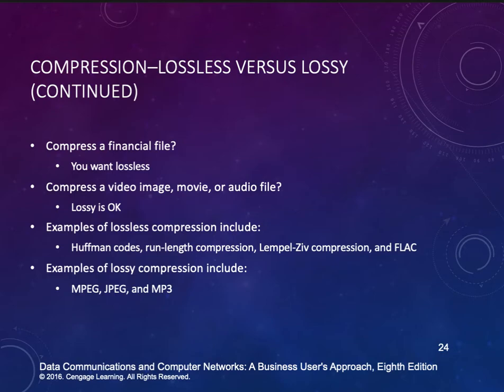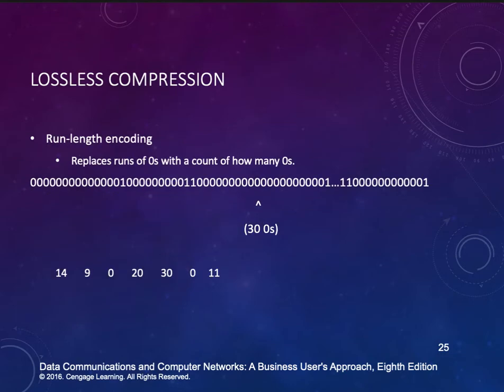Some lossless examples: Huffman code, run length, FZ compression, FLAC. As for lossy: MPEG-3, JPEG, and MP3. Let's take a look at the example here. This is lossless. The run length replaces zeros with a count of how many zeros. Here we have 14 zeros, followed by 9 ones.